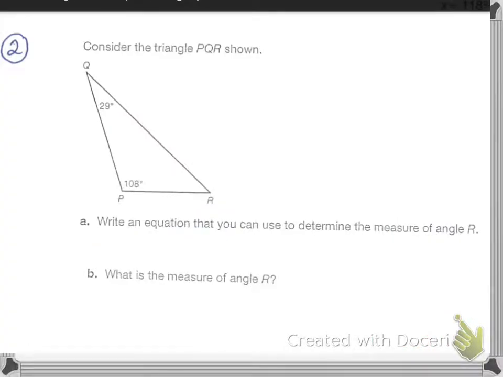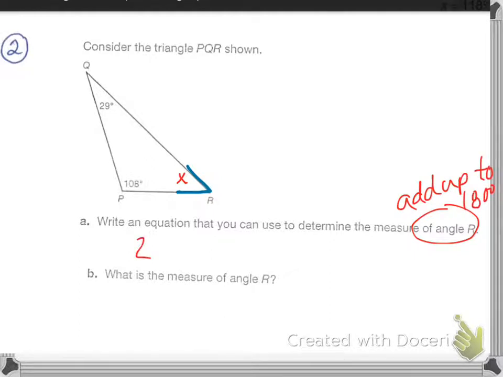So let's look at this. Write an equation you can use to determine the angle of R. So since we don't know what R is, that is our X. So we know that triangle angles add up to 180 degrees. So 29 degrees plus 108 degrees plus X number of degrees, which we don't know, that's what we're trying to find out right there, that angle, should add up to 180.